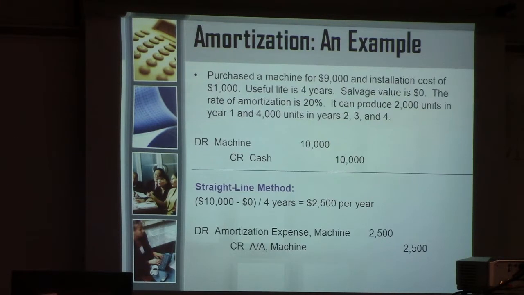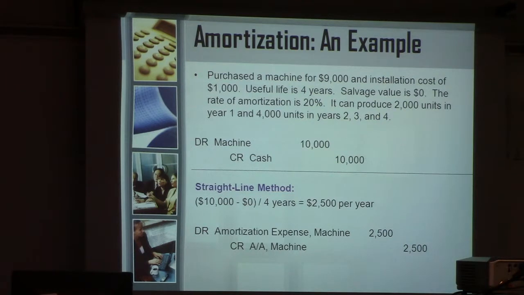Let's go through an example. This example will discuss all 3 methods. So in this example, you purchased a machine for $9,000 and installation cost of $1,000. Remember from yesterday, the cost of the asset will now be the addition of this. It will be $10,000. Useful life is 4 years. Salvage value is 0. The rate of amortization is 20%. It can produce 2,000 units in year 1, 4,000 units in years 2, 3, and 4. So I've given you information to calculate amortization expense for all 3 types.